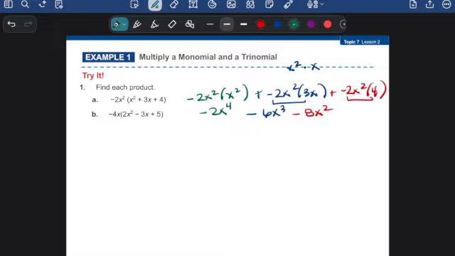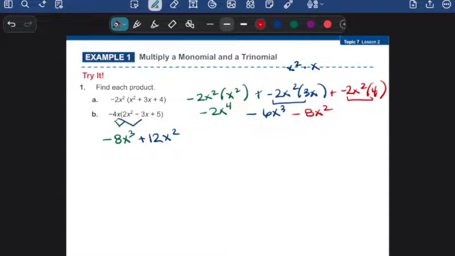Part B, I'm going to use arrows to distribute, so make sure to check your signs. Negative 4 times 2 is negative 8. x times x squared is x cubed. Negative 4 times negative 3, be careful, it is positive 12. x times x is x squared.